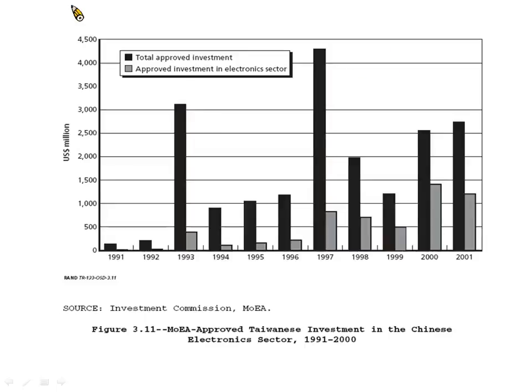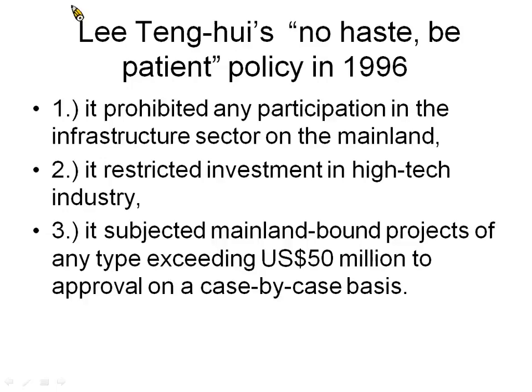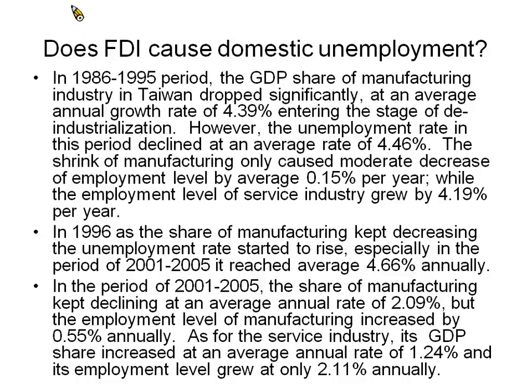And here is the total, and the blue column is the investment in the electronic sector. So you can see the increasing trend in investment in electronic sectors. And here, looking at electronic machinery and equipment, there is also an increasing share of investment in China.